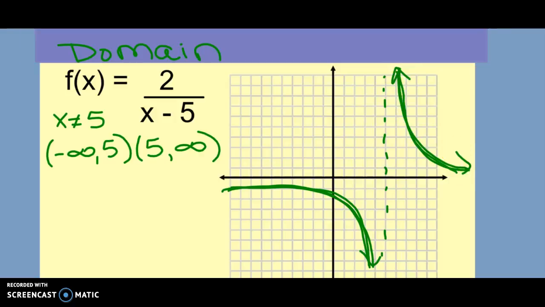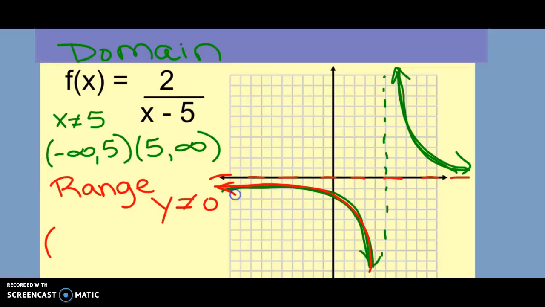All right, so let's talk about the range. Now the range is how high and how low does it go and what does it avoid? Well, it looks like it's avoiding this line right here. And we know that that line is y equals 0. So y cannot equal 0, basically. So let's go and write that out. So it goes from negative infinity, and then it starts to curve off at 0.